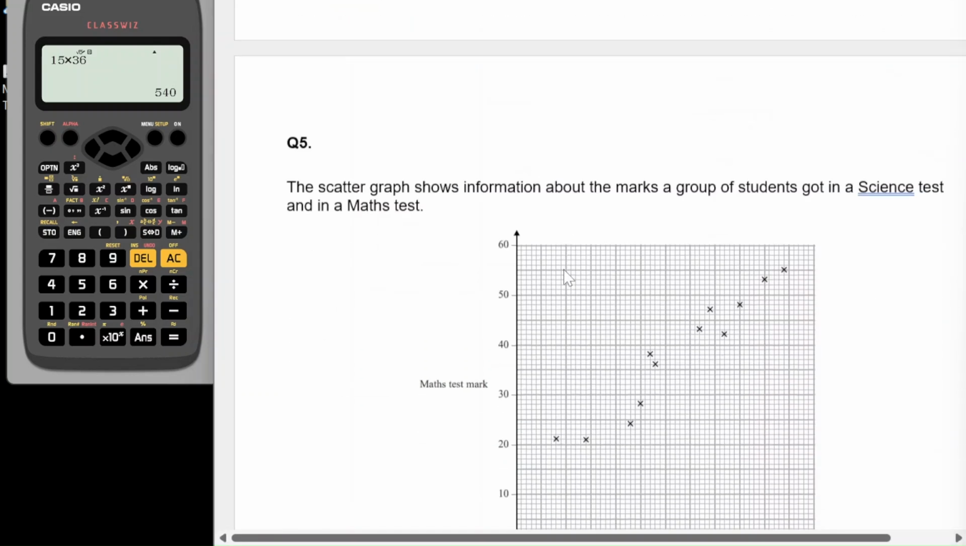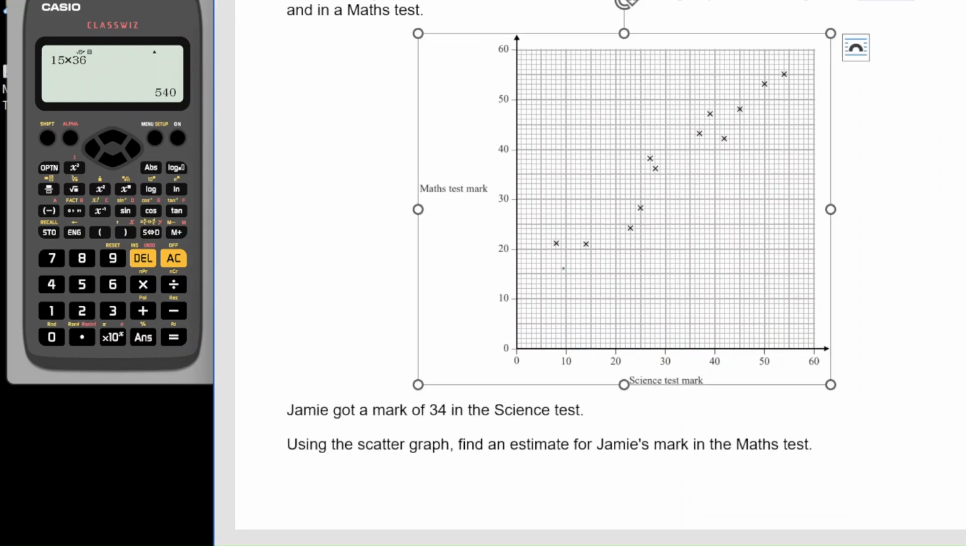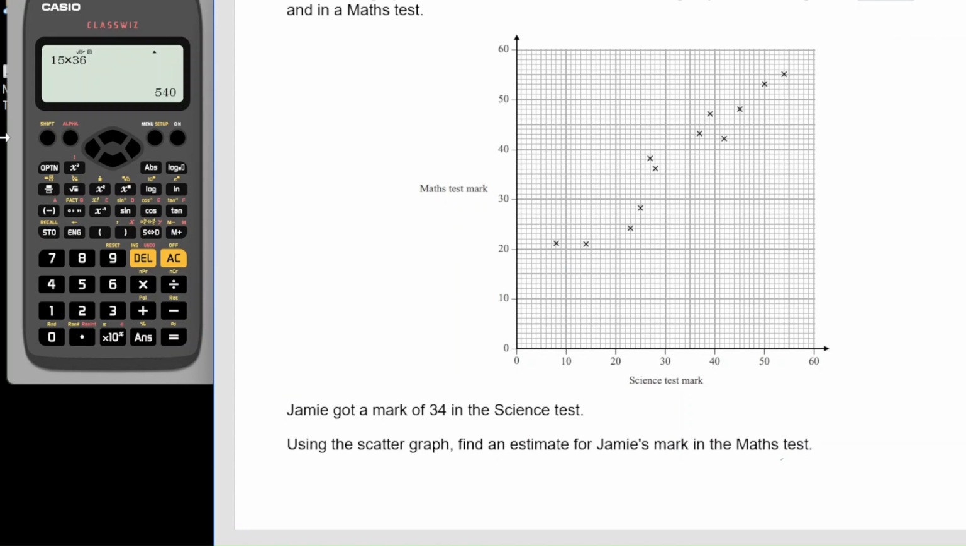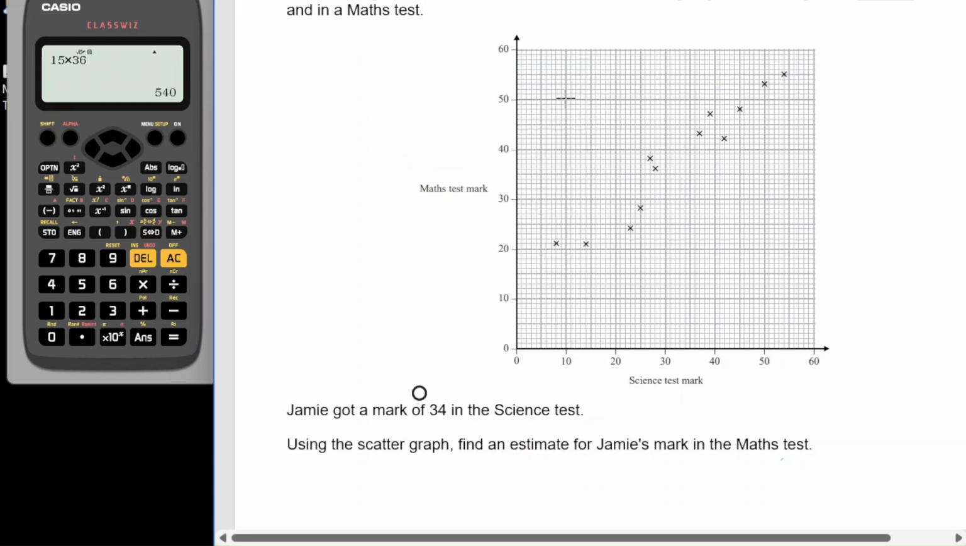Okay, question 5. The scatter graph shows information about the marks a group of students got in a science test and in a maths test. Jamie got 34 marks in the science test. Use the scatter graph to estimate Jamie's marks for the maths test. So I want to insert a line of best fit here. It doesn't say I have to, but I think every teacher I know would encourage you to put a line of best fit on this graph.